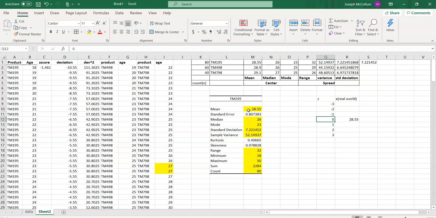Now, what are the units on the z-score? There are none. Think about that for a minute. There are no units on the z-score. How can that be? Well, let's check this out.